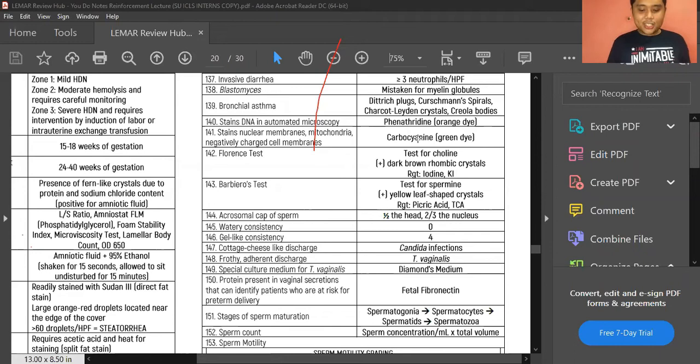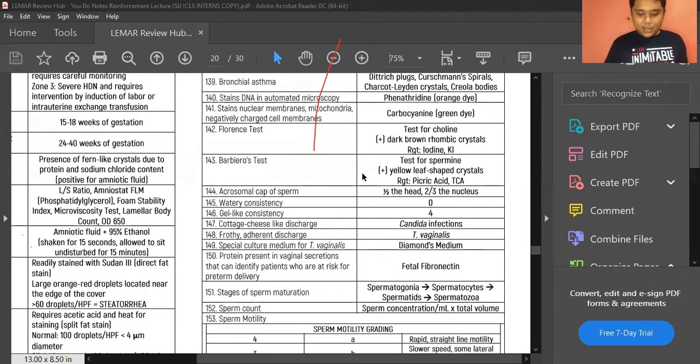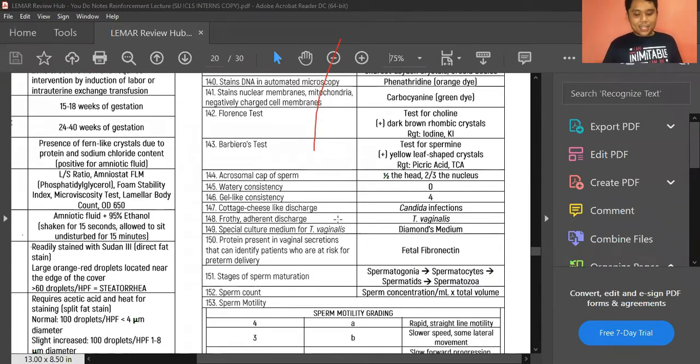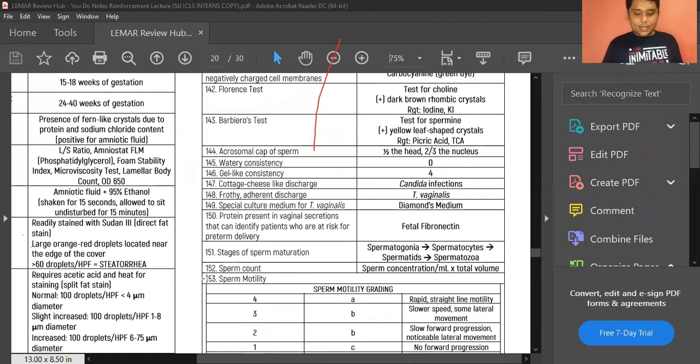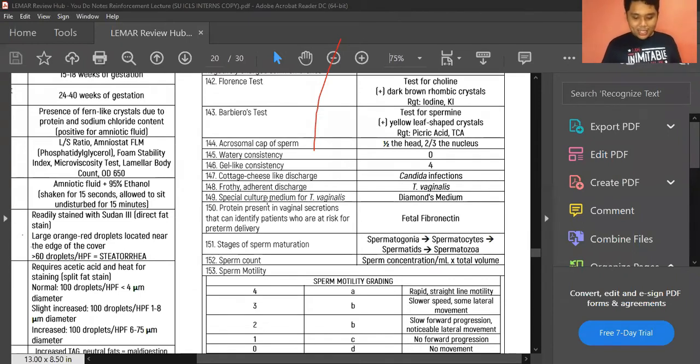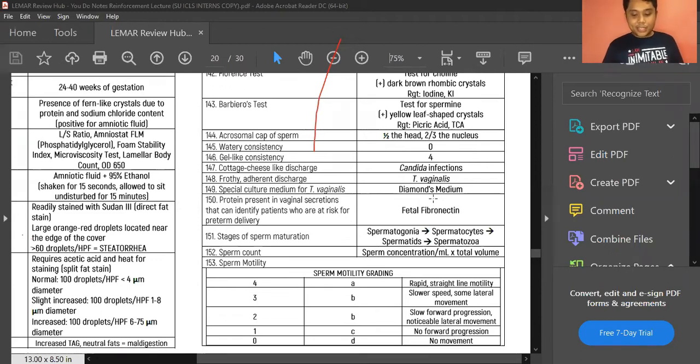Next, you have cottage cheese-like discharge, Candida. Frothy adherent discharge, Trichomonas. The special culture medium for T. vaginalis is Diamond's. And the protein present in vaginal secretions that can identify patients who are at risk for preterm delivery, meaning they are not supposed to give birth yet but could, is fetal fibronectin.